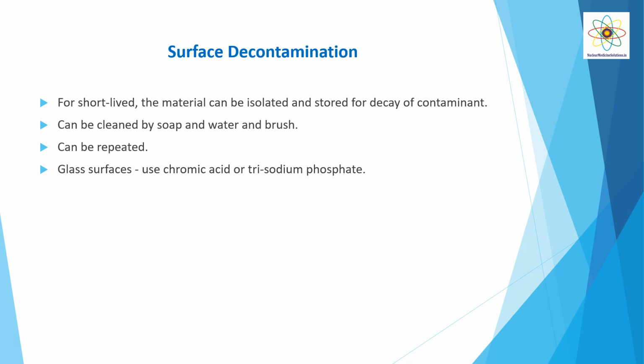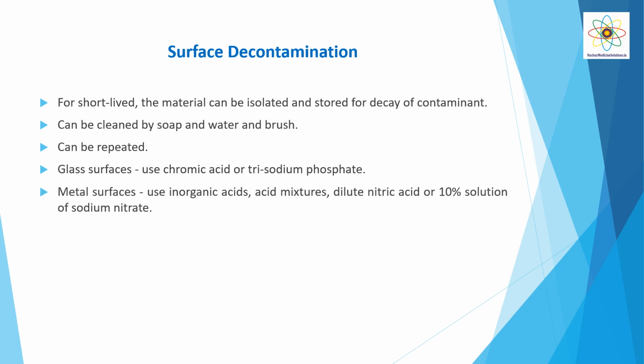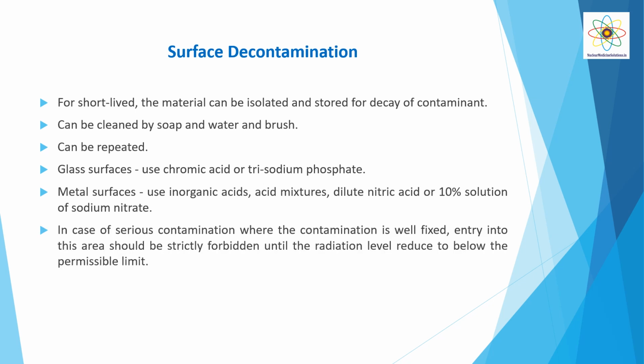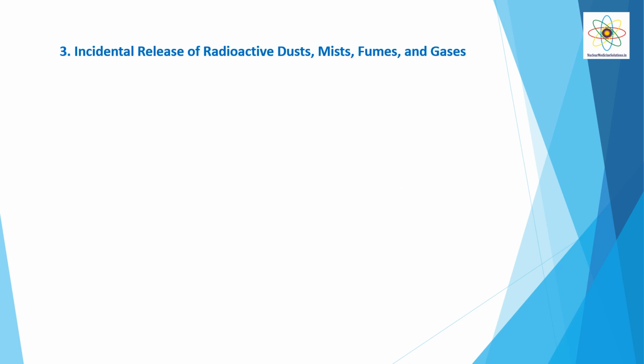Glass surface can be decontaminated using chromic acid or trisodium phosphate. Metal surfaces can be decontaminated using solvents such as inorganic acids, acid mixtures, maybe dilute nitric acid or a 10% solution of sodium nitrate. In case of serious contaminations where contamination is well fixed, entry into this area should be strictly forbidden until the radiation level reduces to below the permissible limit.